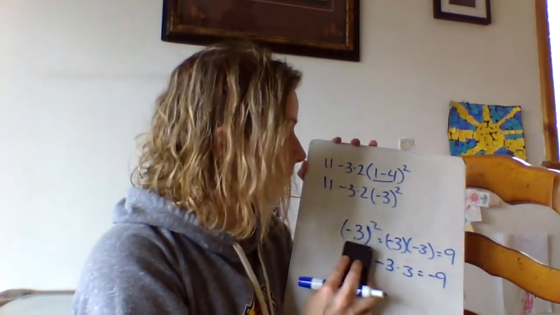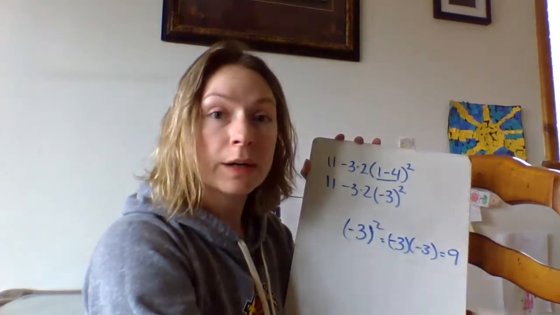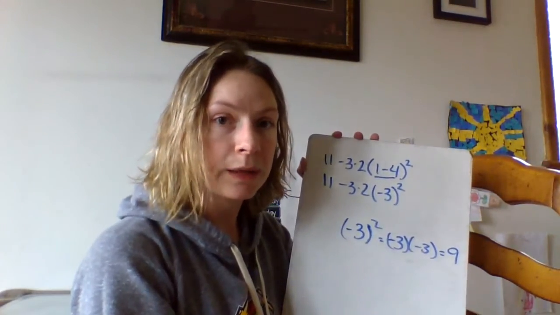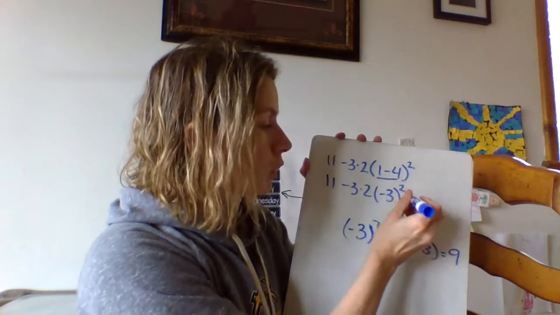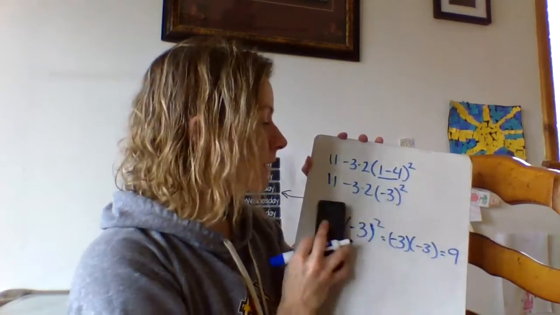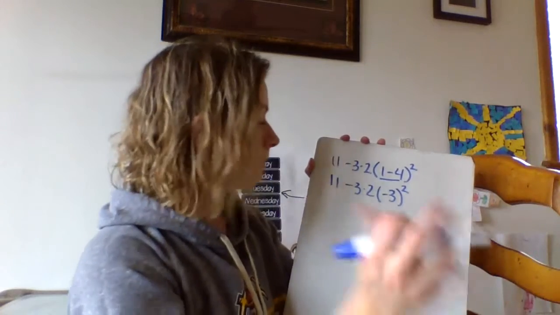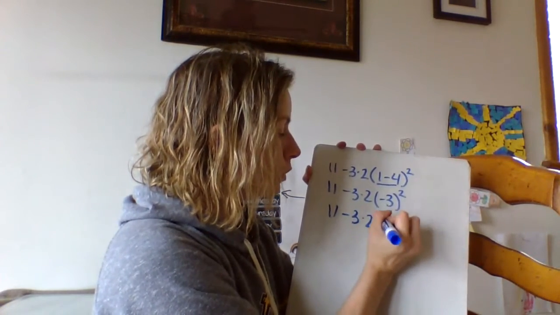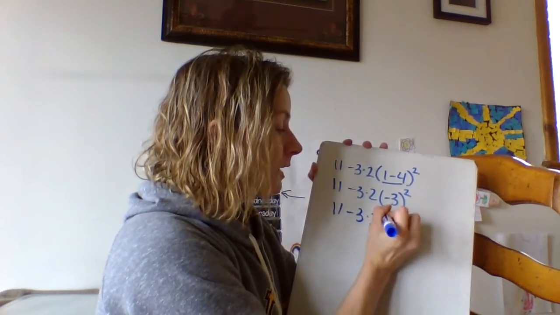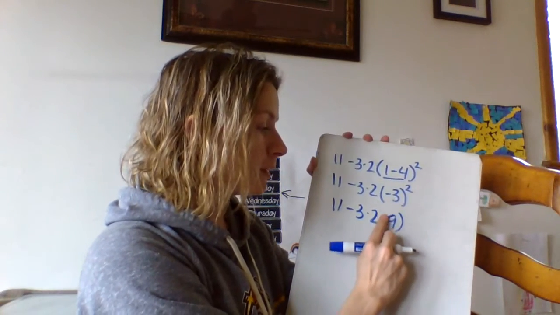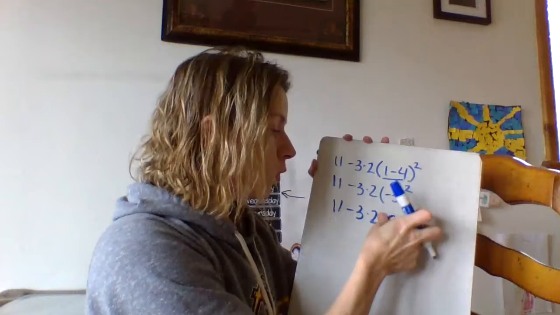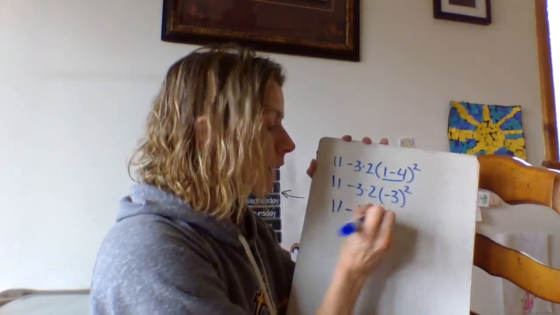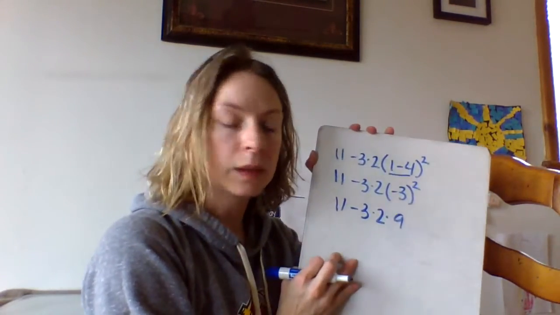Okay? The top case is the one that we've got here, but you are going to see both examples showing up in your practice worksheets. So that means that this part right here just becomes a 9. So I've got 11 minus 3 times 2 times 9, right? You could either use parentheses to continue to group that, or if you wanted to, you could just write it with that multiplication symbol. Doesn't matter.